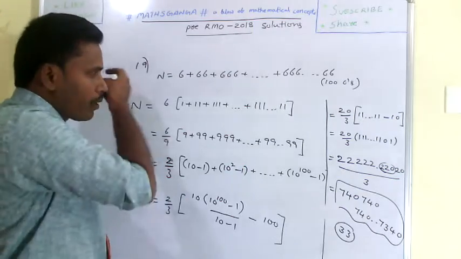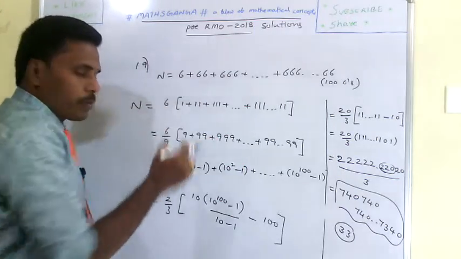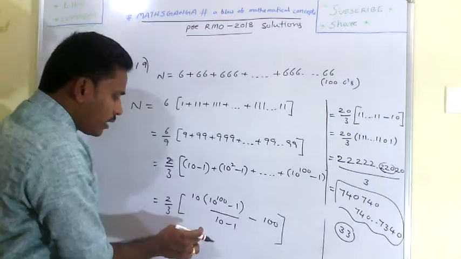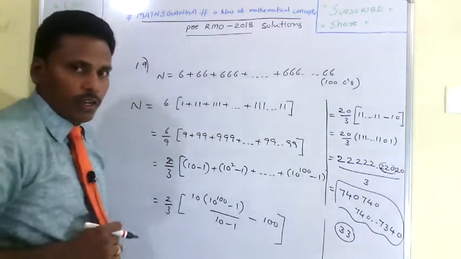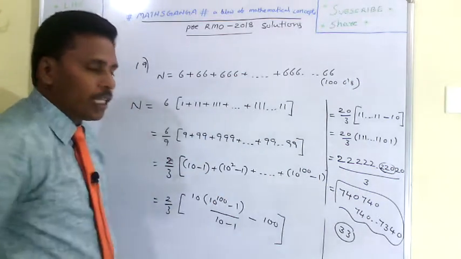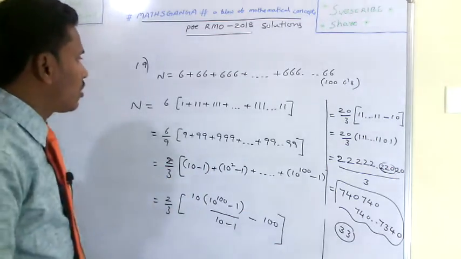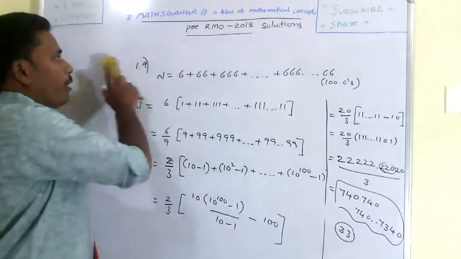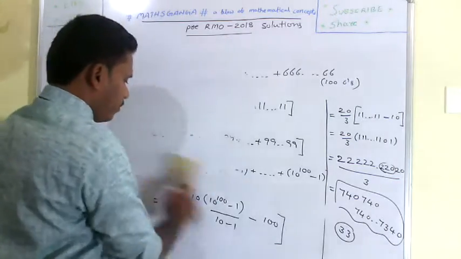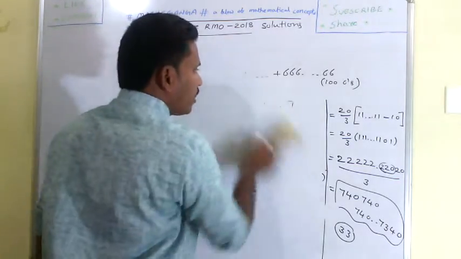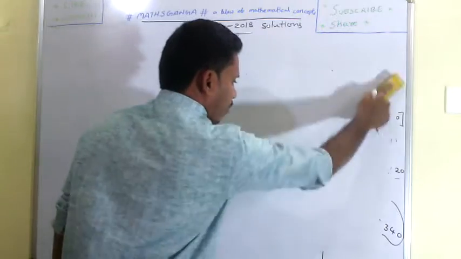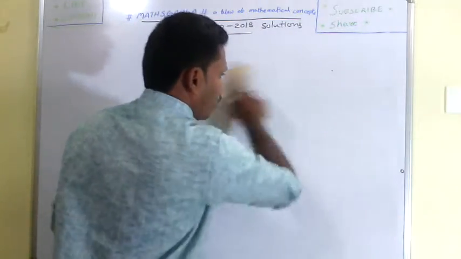See, initially it's a usual sequence problem, and after that the simplification is the additional work for this problem, and at the end you will get 33 sevens in the result. So this is the 19th problem of RMO 2018. Okay, then the next one is again from the number 3, the 20th problem.